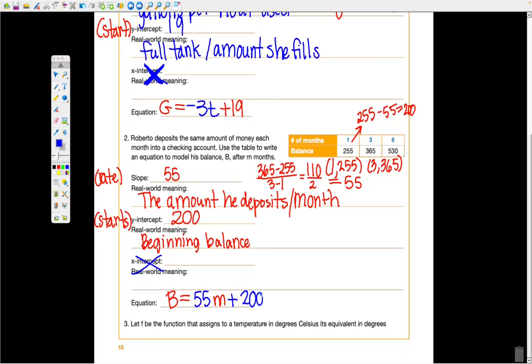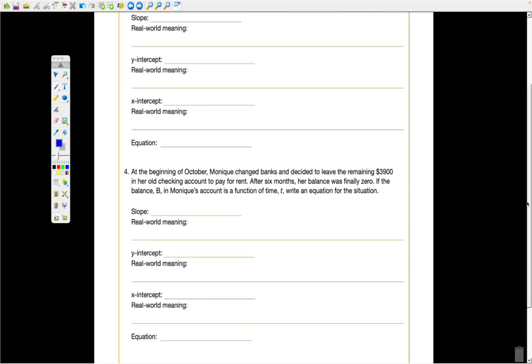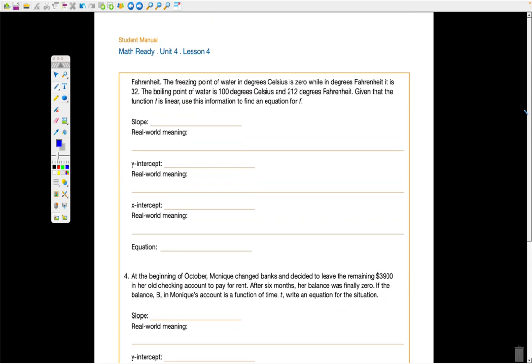All right, number 3 starts on the bottom, but then you move a little bit over, which is kind of odd. It says let F be the function that assigns to a temperature in degrees Celsius its equivalent in degrees. Let me read that again while you're looking at this right here. Let F be the function that assigns to a temperature in degrees Celsius its equivalent in degrees Fahrenheit.